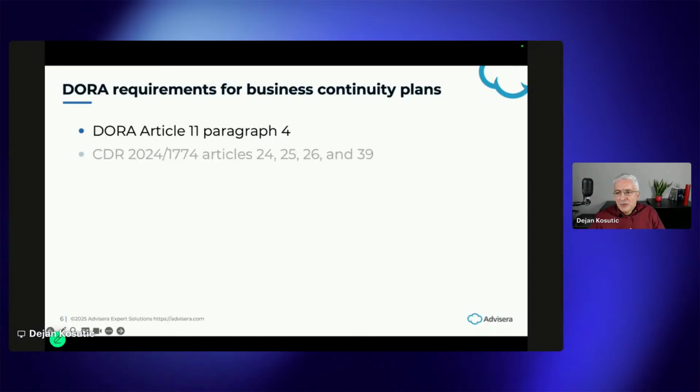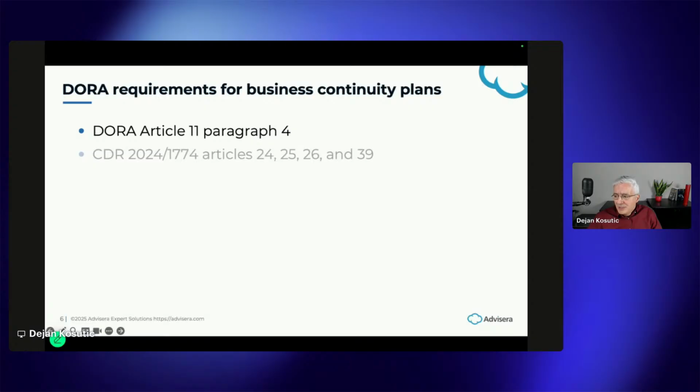Okay, let's now go for DORA. Unlike NIS2, DORA is focused only on financial entities. Okay, so this is like banks, insurance companies, any kind of other financial entities, let's say investment funds, these kinds of organizations. And DORA specified business continuity plans in Article 11.